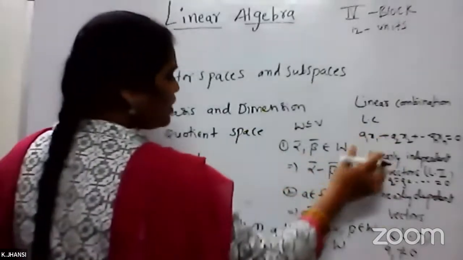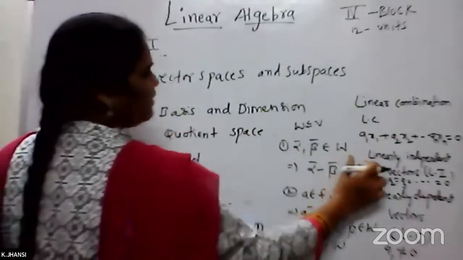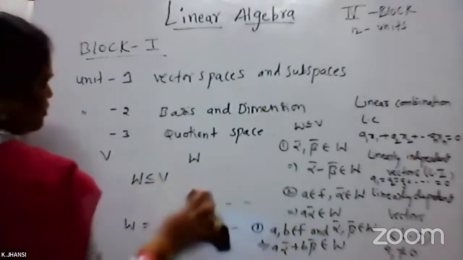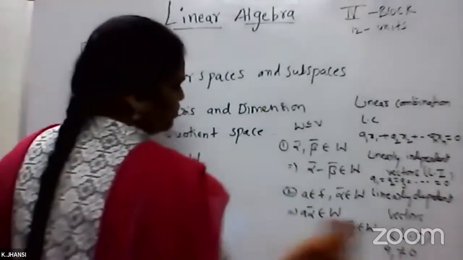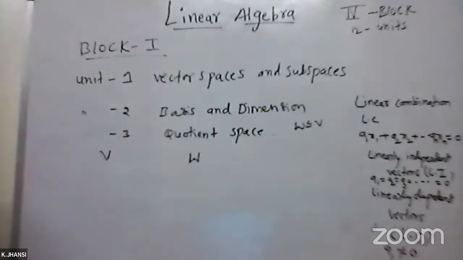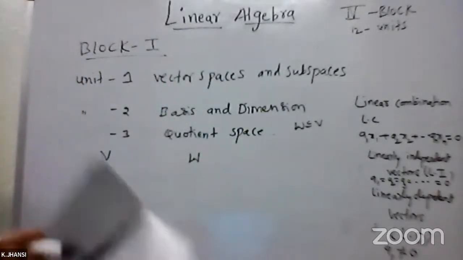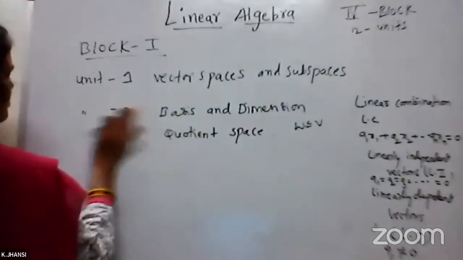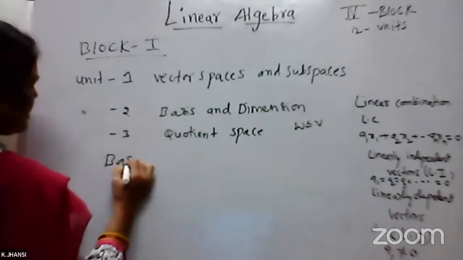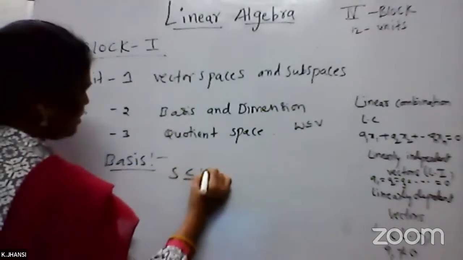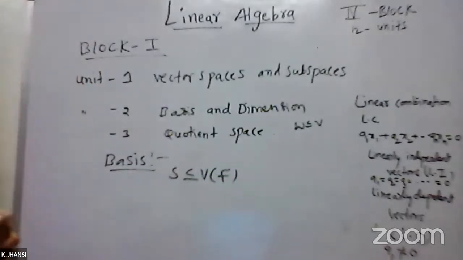So why am I telling this? Because basis is related to linearly independent vectors. If you see the basis definition in the second unit, the first thing is S is any subset, a non-empty set. So here we are taking the basis definition: S is a subset of the vector space V over F.